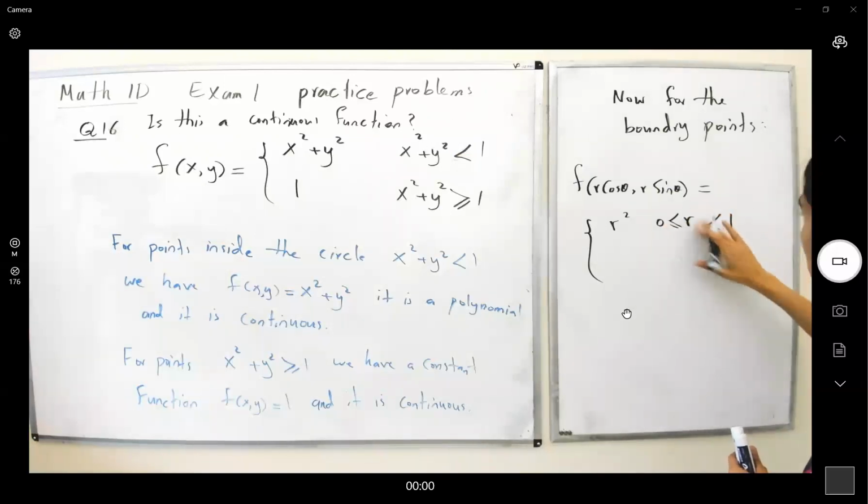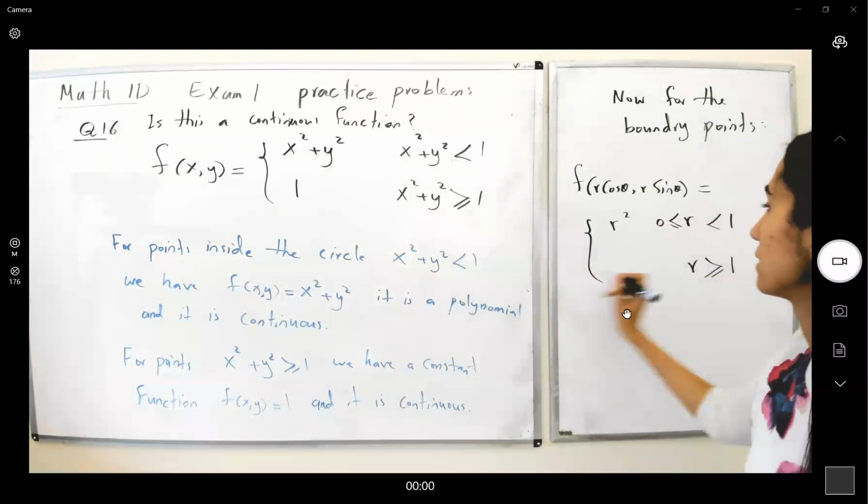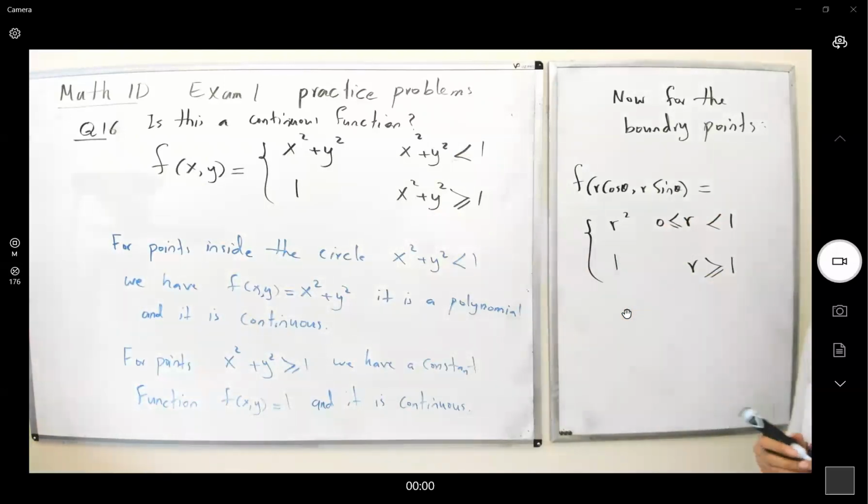Very well. And here you have r squared, or just r, greater than or equal to 1, and the outcome is equal to 1. Very well. So I'm checking r equals 1, and the limit from left must be equal to the limit from right. Then I can talk about the continuity.